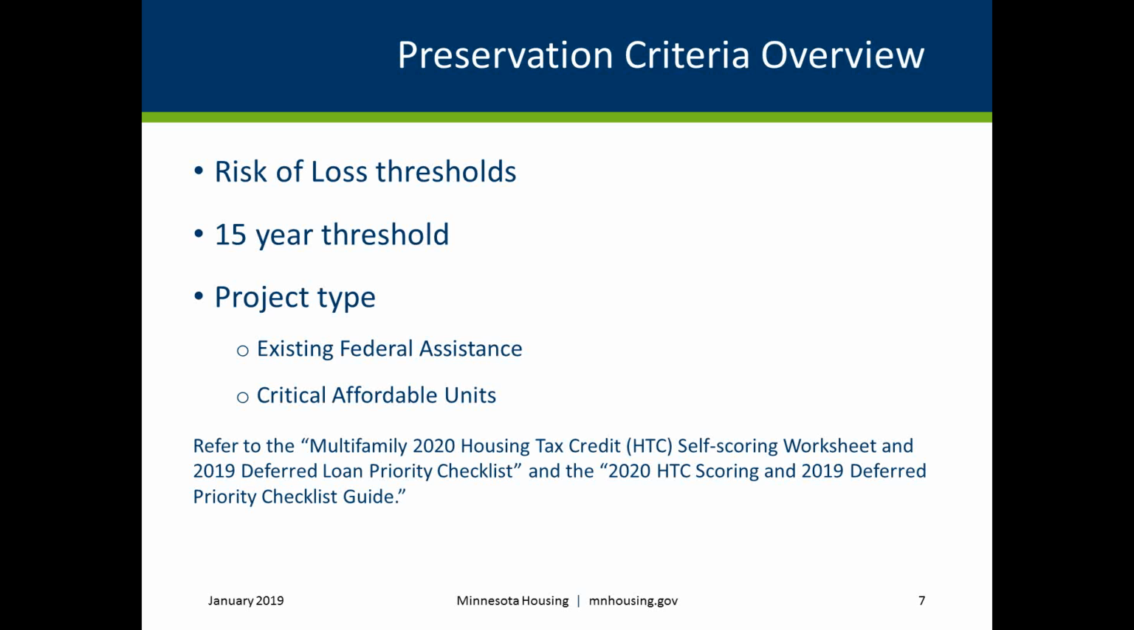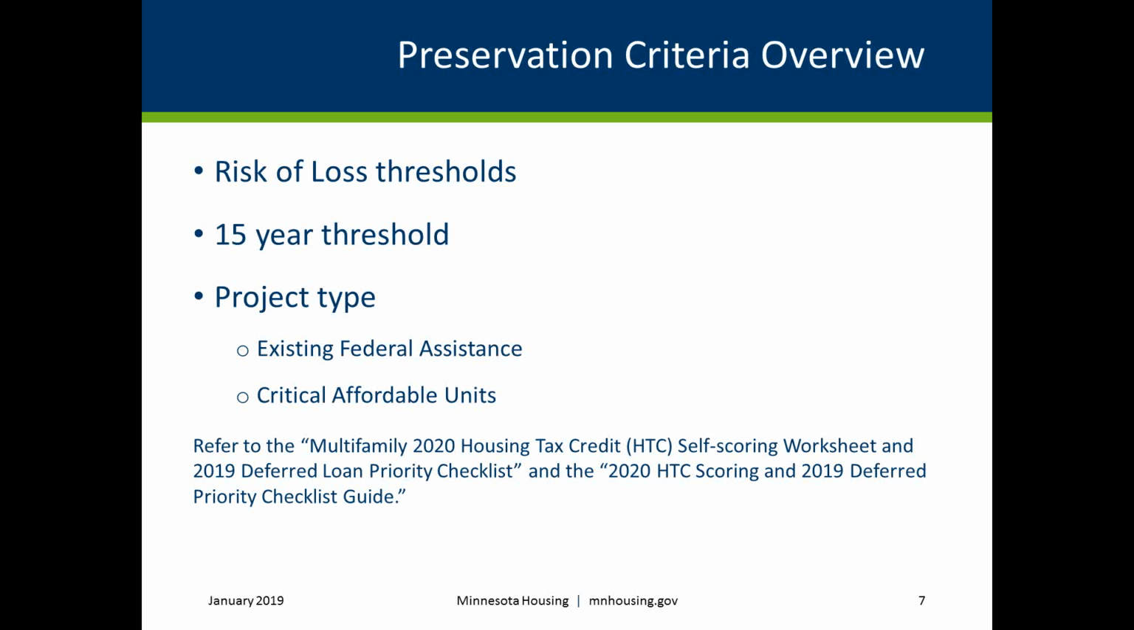These criteria and the documentation requirements can be found in the Multifamily 2020 Housing Tax Credit Self-Scoring Worksheet and 2019 Deferred Loan Priority Checklist, as well as the 2020 Housing Tax Credit Scoring and 2019 Deferred Priority Checklist Guide. The checklist guide also includes additional guidance for scattered site projects, in the event that you are combining 2 properties into one project or have a portfolio transaction.